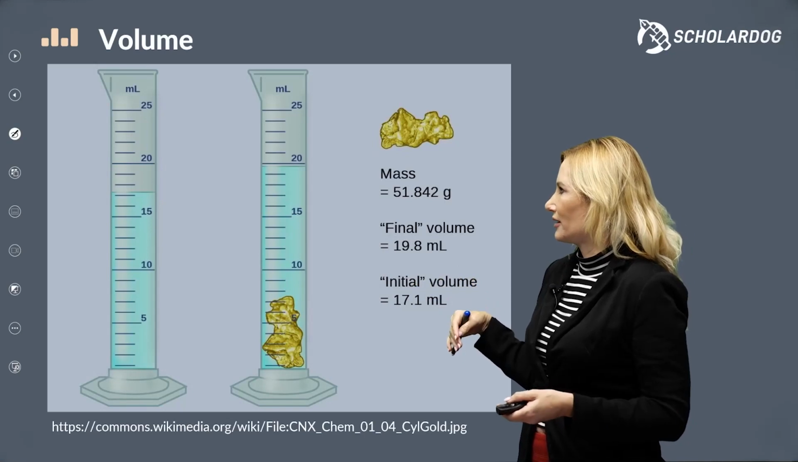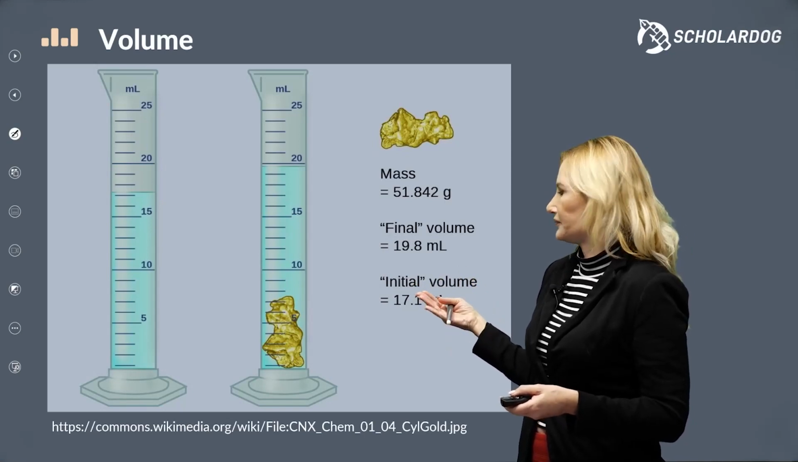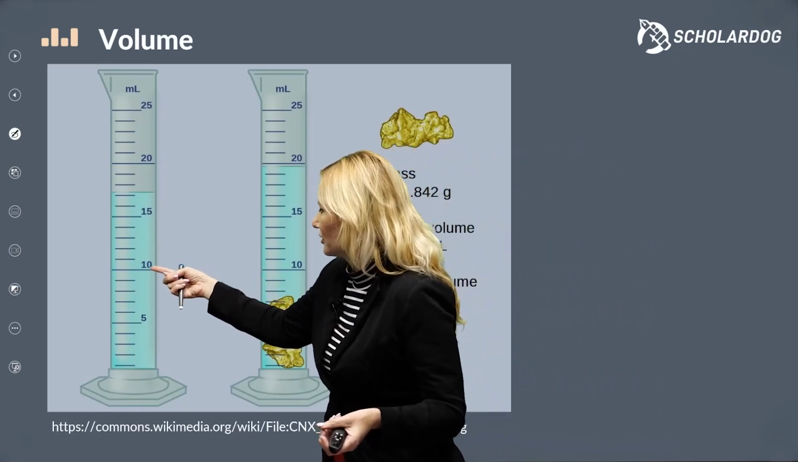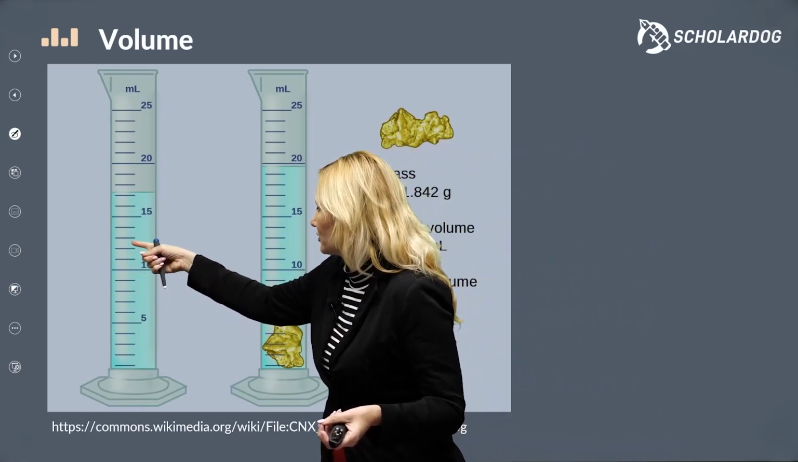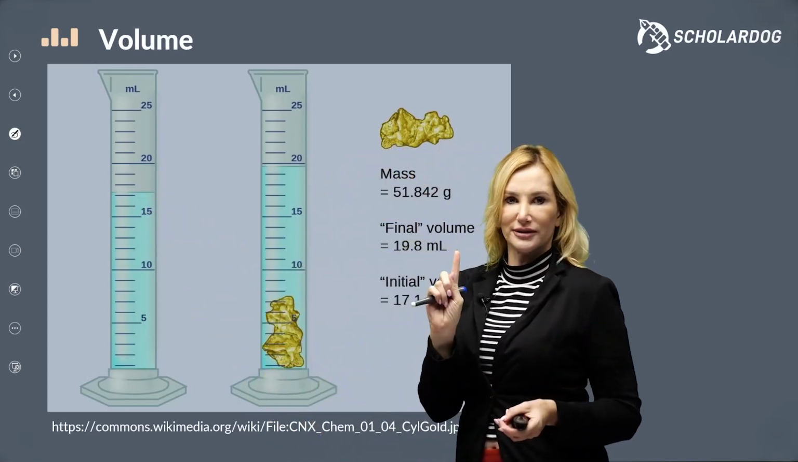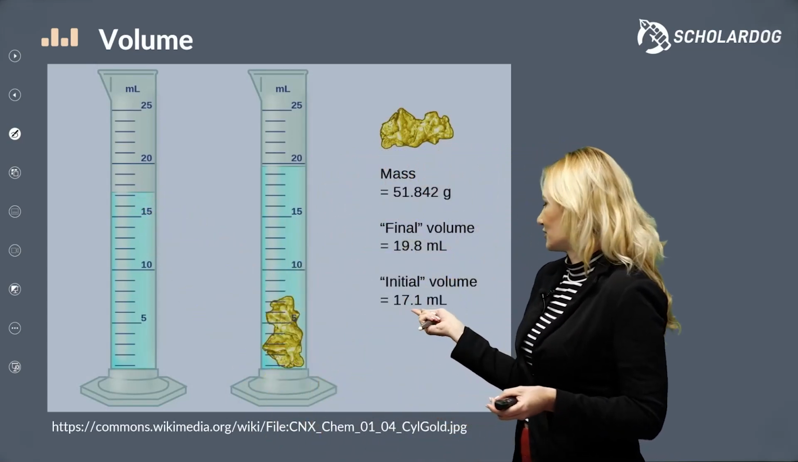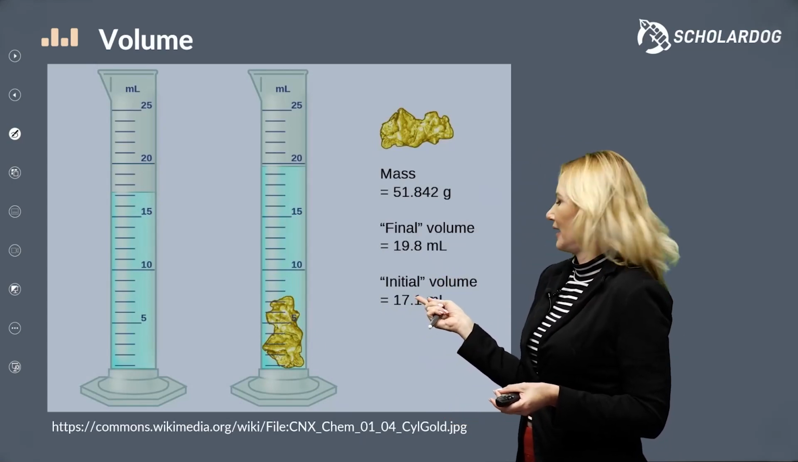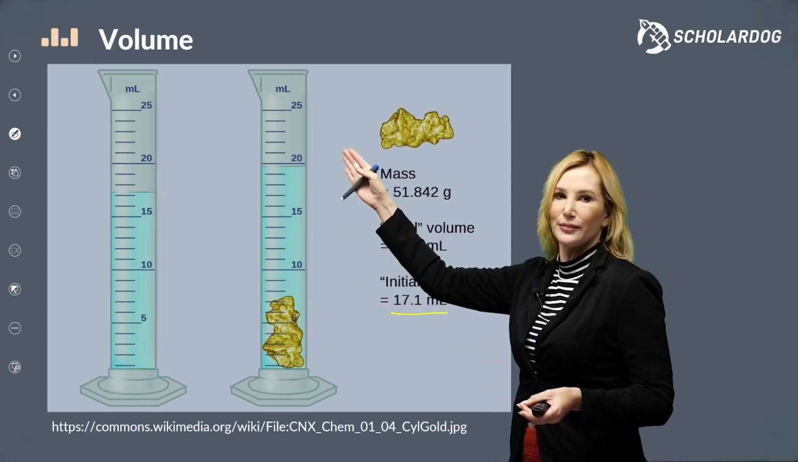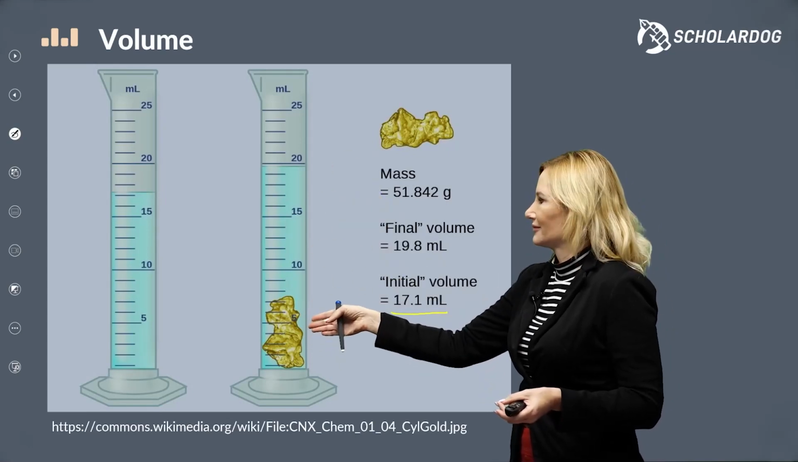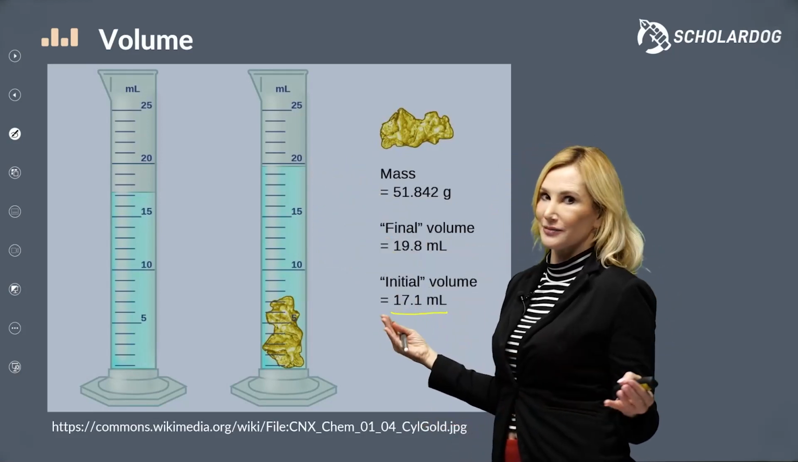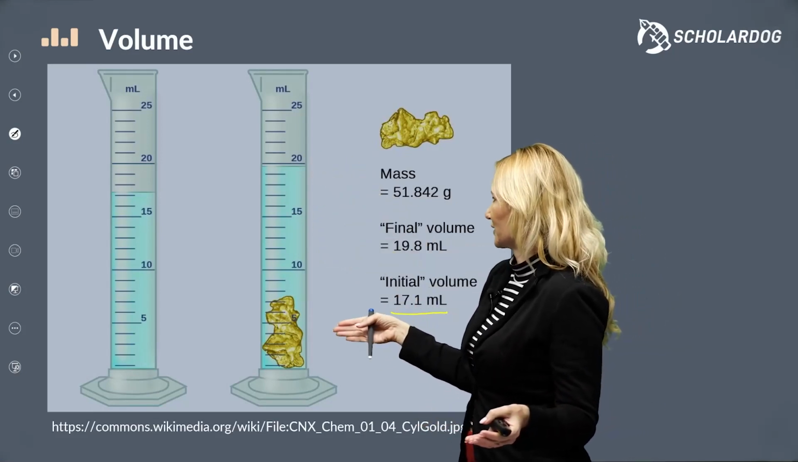Now recall that when we read an initial, we have to read the tick marks. So this is reading 10, 11, 12, 13, 14, 15, 16, 17. Because it's going to the ones, we can write it to the tens place. And I saw 17.1 for my initial. Once I put the gold in, the upward buoyant force pushes the water up and it gives me the volume of the gold by displacement.